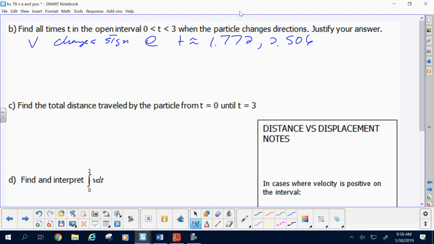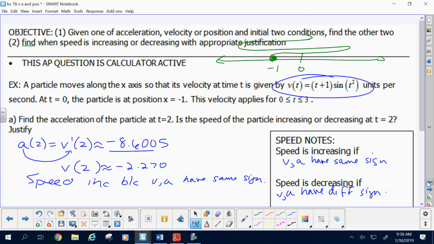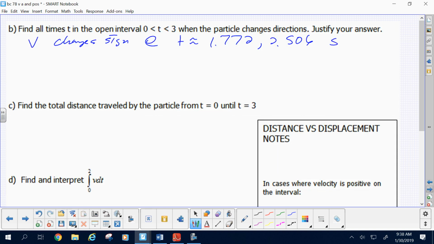Okay. Are there time units on this? These are seconds. So what are the acceleration units? I didn't put units on my first part. What were the acceleration units? Units per second squared, and units per second. This then is seconds. All right.